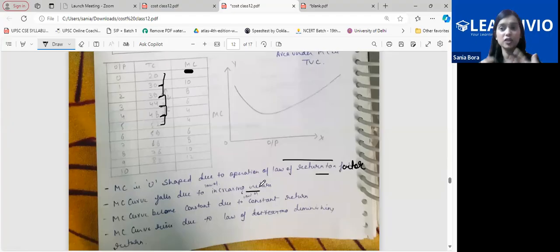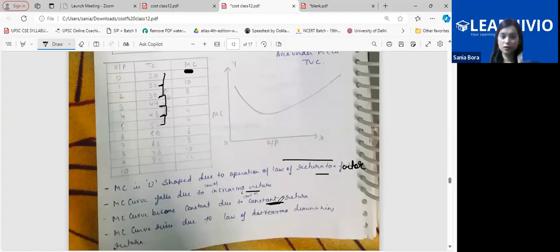Earlier you were getting increasing returns, like you bought a printer and now you feel like you can print as many pages as you want at the minimum cost. Earlier you were minimizing the pages because you had to go to the market, print it out and pay at the same time. So they were costing you high. Then the MC curve becomes constant due to the law of constant return.